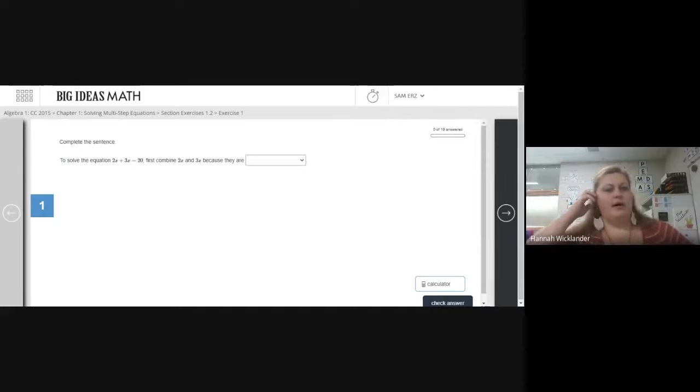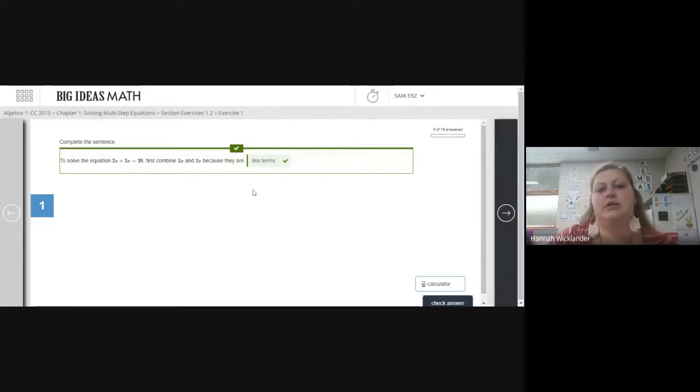All right, so number 1, to solve the equation 2x plus 3x equals 20, first combine 2x and 3x because they are unlike terms, like terms, equivalent equations, or inverse operations. Does anyone know the answer? Like terms? Yeah, they're like terms. So this is the answer to number 1. So if you are not able to log into Big Ideas Math, I would write these down so that you can go in later and put them into Big Ideas Math. So I'm going to click check answer, and it's correct. Sweet.